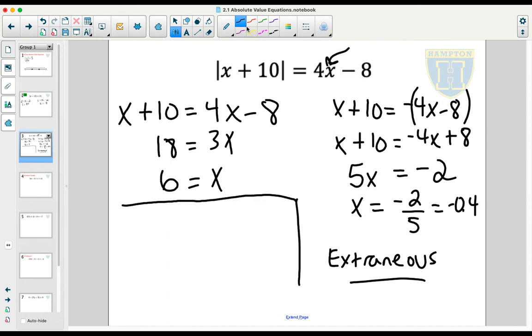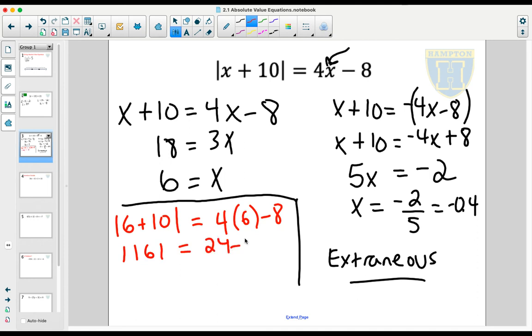Let's begin by testing our answer x is equal to 6. If we test our answer x is equal to 6, we get an equation that looks like this, and we want to convince ourselves that that's actually true. The absolute value of 16 is equal to 4 times 6, which is 24, minus 8. That makes a 16. The absolute value of 16 is 16, and that side actually works. So this answer, we know, is good.